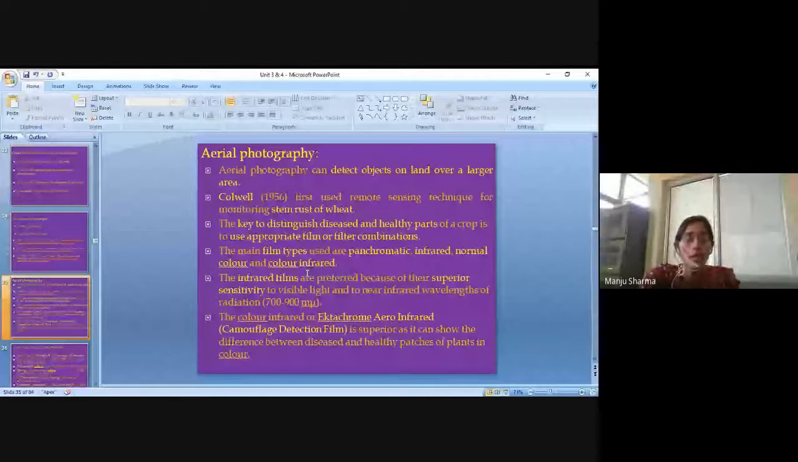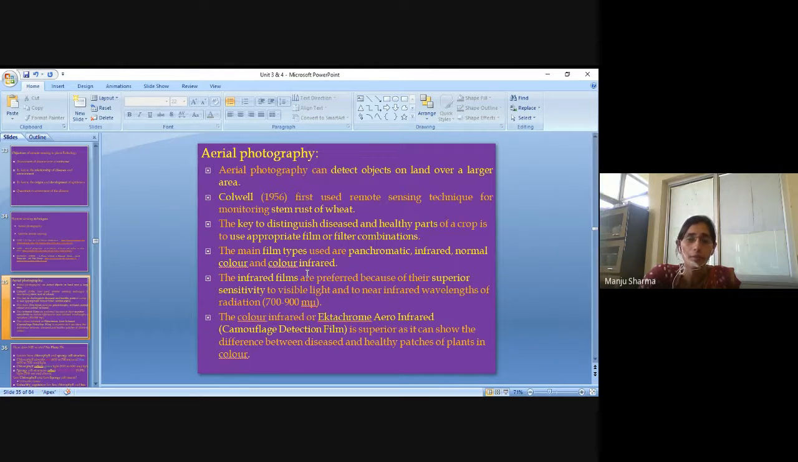First is aerial photography. Colwell in 1956 first used remote sensing technique for monitoring stem rust of wheat. The key to distinguish diseased and healthy parts of a crop is to use appropriate film or filter combinations. The main film types used are panchromatic, infrared, normal color, and color infrared.